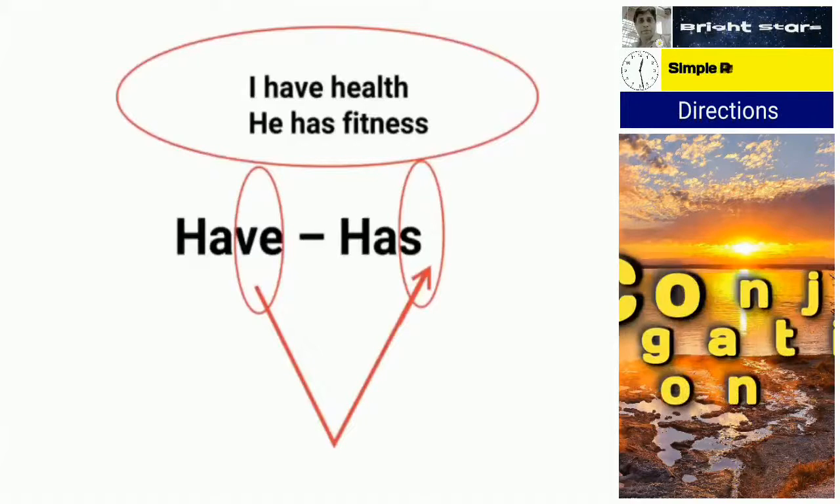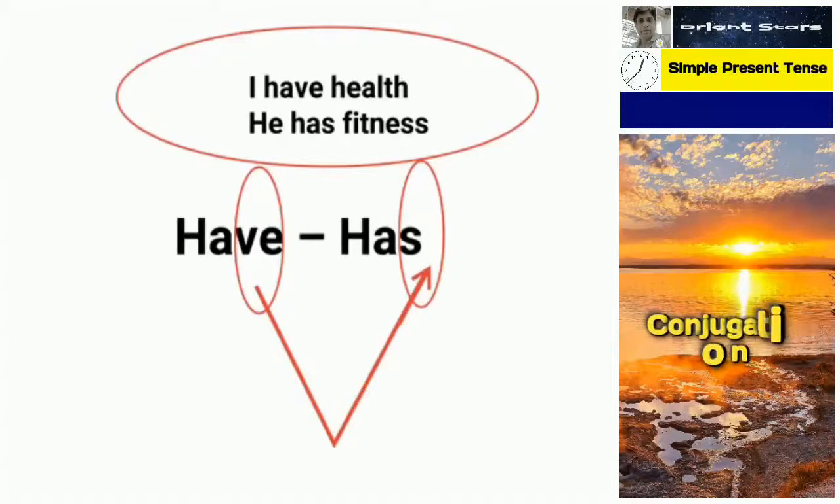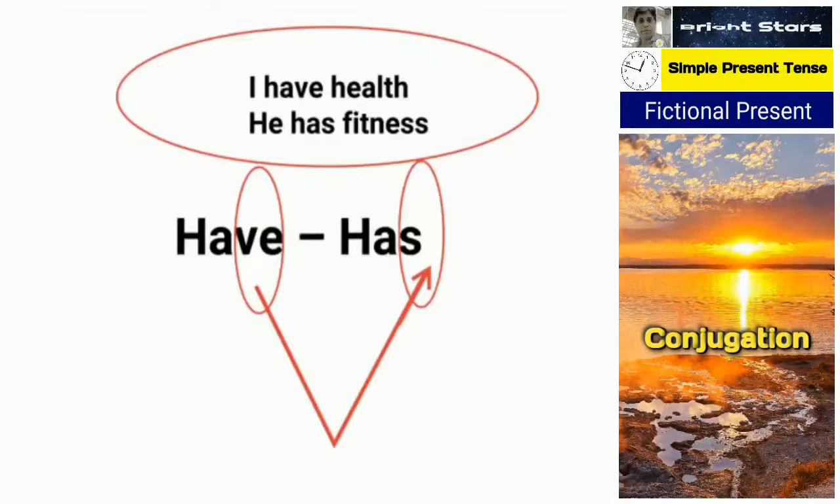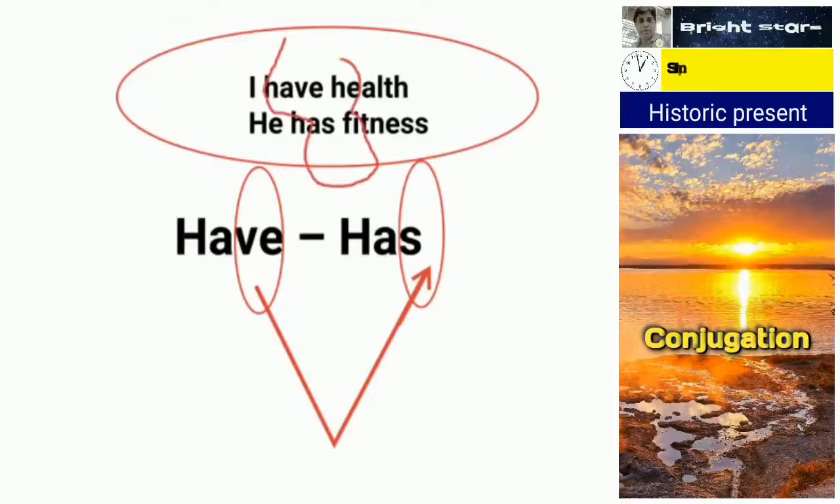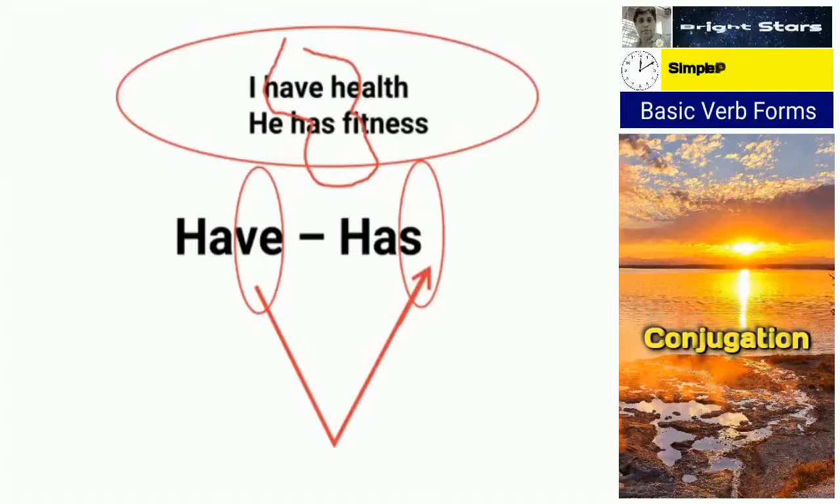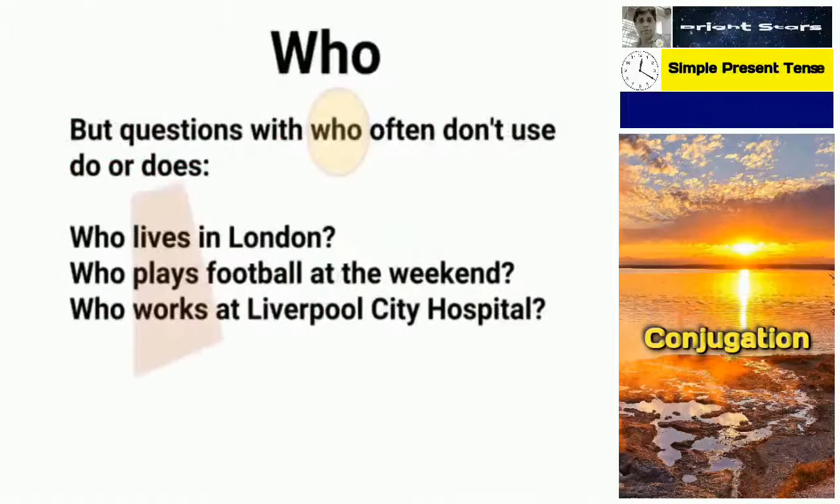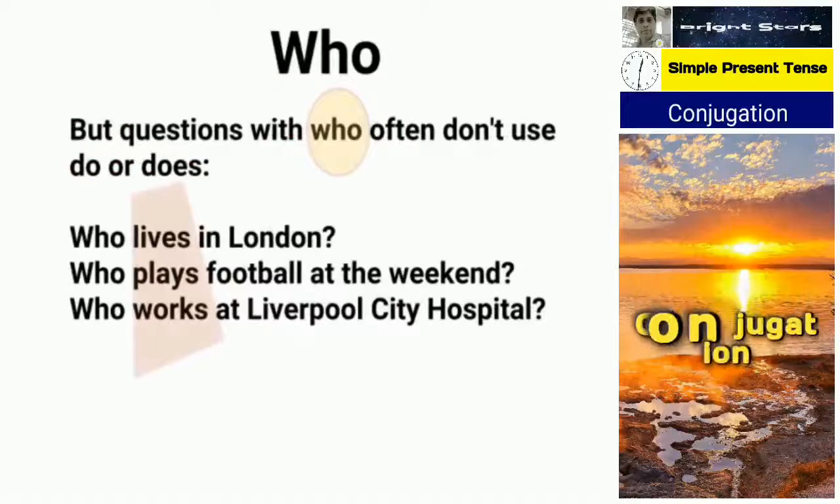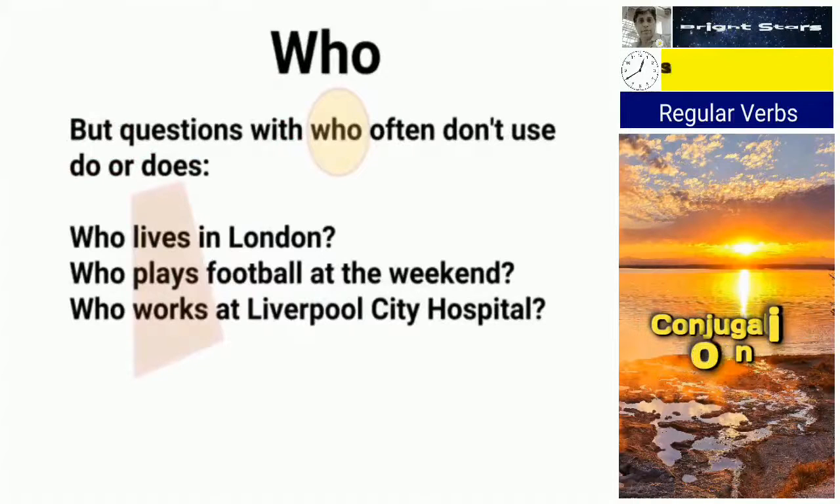Have becomes has for third person singular only. I have fitness, here I is the first person. He has fitness. See this difference; you have to make this difference while writing or while talking. So have becomes has here.